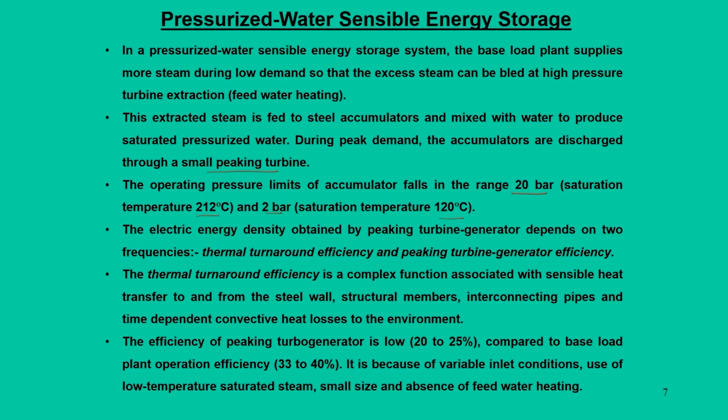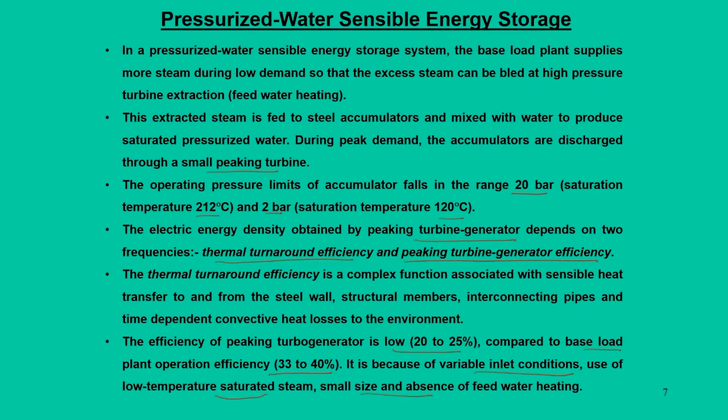The main important parameters to quantify this peaking turbine steam generator assembly are, one, the thermal turnaround efficiency, and the other, the peaking turbine generator efficiency. Typically this peaking turbine generator efficiency is kept low, because we are operating the steam only in the saturated region. So, it is in the range of 20 to 25%, while the base load plant operation falls in the range of 30 to 40%. This is mainly because of variable inlet conditions, low temperature of saturated steam, small size, and so many other factors.